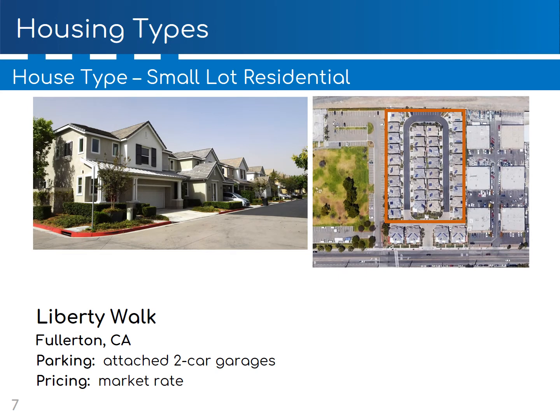While there remains strong demand for detached single-family homes, the cost of land and construction leads housing developers to look for new ways to build. Exemplifying this trend, Liberty Walk, just west and south of downtown Fullerton, provides 36 traditional tract homes, all on small lots.